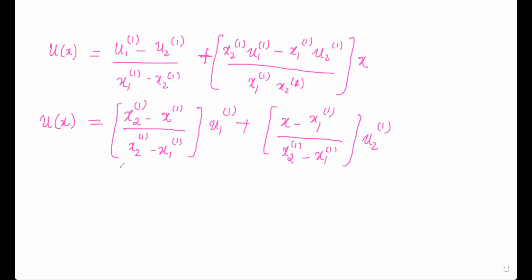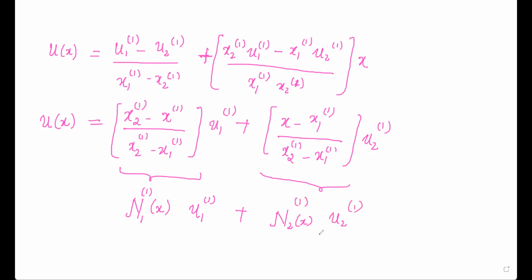Okay, this term we can also write as n1 as a function of x, times u1 for element 1. This we also write as n1 for element 1, plus this term we write as n2, since it's also a function of x, n2 function of x for element 1 multiplied by u2 of element 1. This is u of x. So we have written this displacement in terms of n1 and n2.